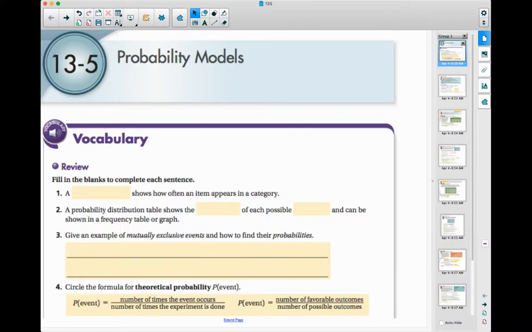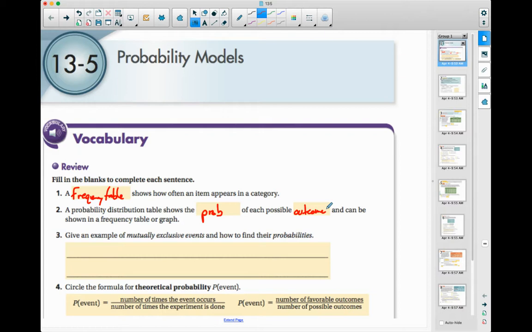All right, geometry students, here we are for section 13.5, probability models. A frequency table shows how often an item appears in a category, so we call that a frequency table. A probability distribution table shows the probability of each possible outcome and can be shown in a frequency table or graph.